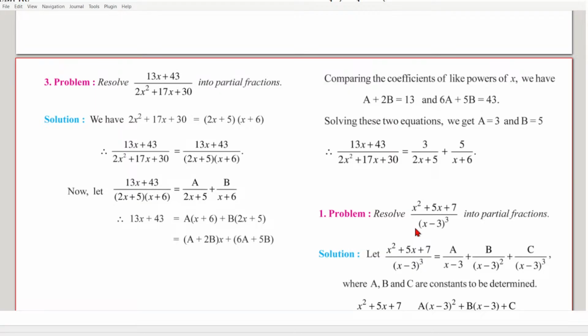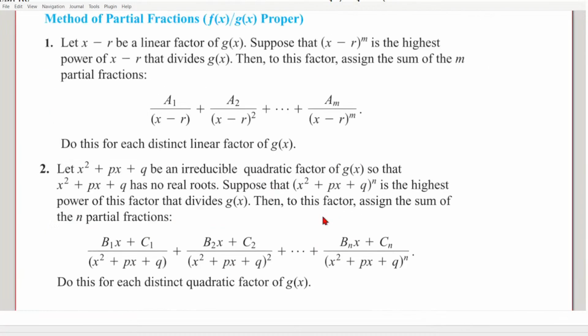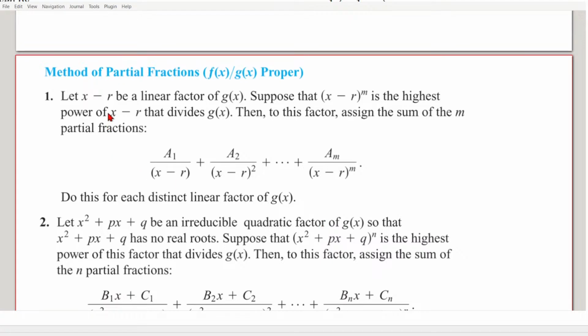So we cannot write it as a by x minus 3 plus b by x minus 3 plus c by x minus 3, because then it's actually the same thing. It is equivalent to calling it a plus b plus c by x minus 3. Now, this theorem is actually helpful. Please read this theorem.